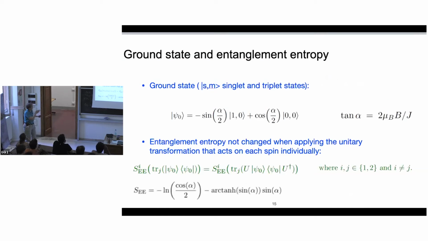So the ground state written in this singlet and triplet language looks as follows, where this angle alpha is determined in terms of the constants in the model, so the magnetic field and the coupling. And then you can actually show, I mean, this is relatively straightforward, but still you have to be a little careful because the trace is only taken over one of the two spins. The entanglement entropy does not change when applying these unitary transformations that act on the spins individually.